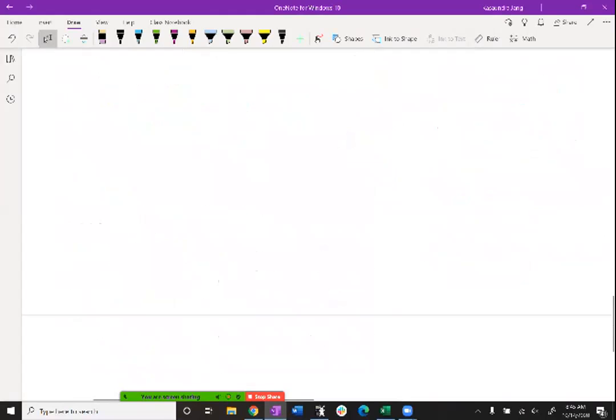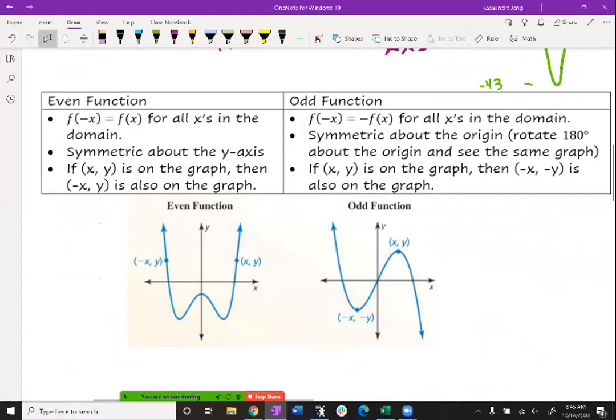And I think that was all we had. I do want to look at this real quick graphically, what your even and odd functions look like on a graph. Your even function is symmetric about the y-axis. Like if I fold it in half, they're the same on both sides. And this one is symmetric about the line y equals x, like that slanted line. If I rotate it 180 degrees, I get the same thing.